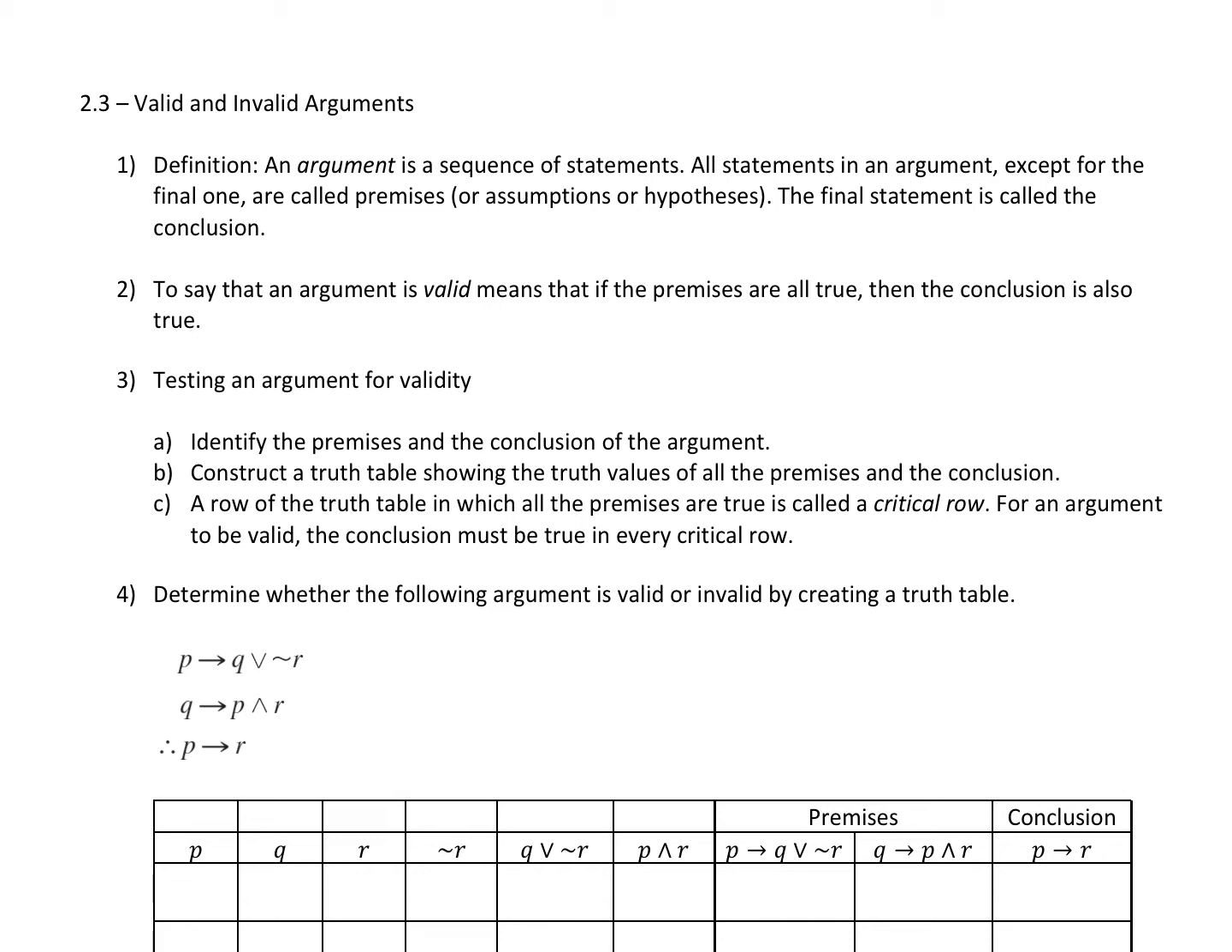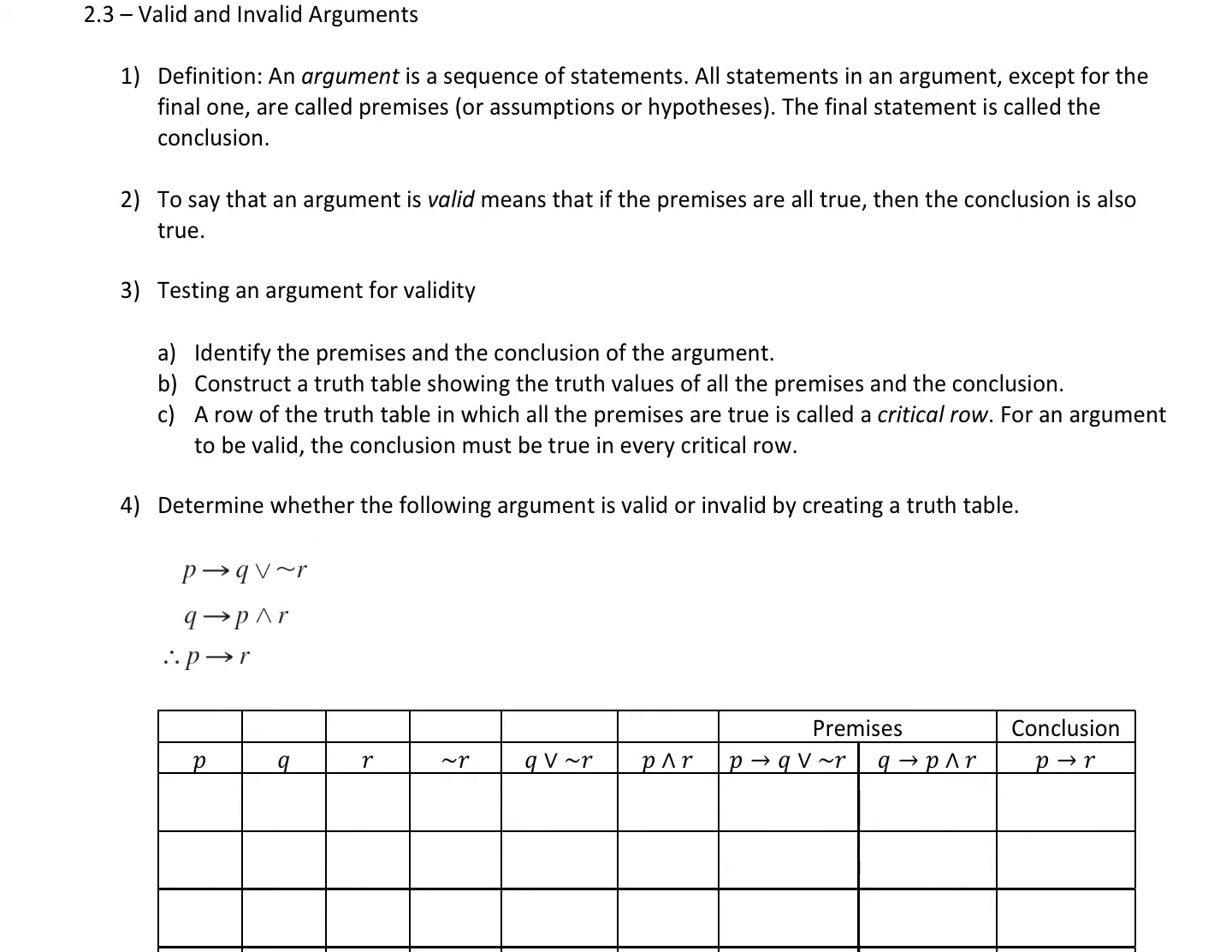First, we identify the premises and the conclusion of the argument. We construct a truth table that shows the truth values of all the premises and the conclusion. A row of the truth table in which all the premises are true is called a critical row, because that's part of the definition of a valid argument, right? If all the premises are true. So we identify rows where all the premises are true. And for an argument to be valid, the conclusion must also be true in every critical row.